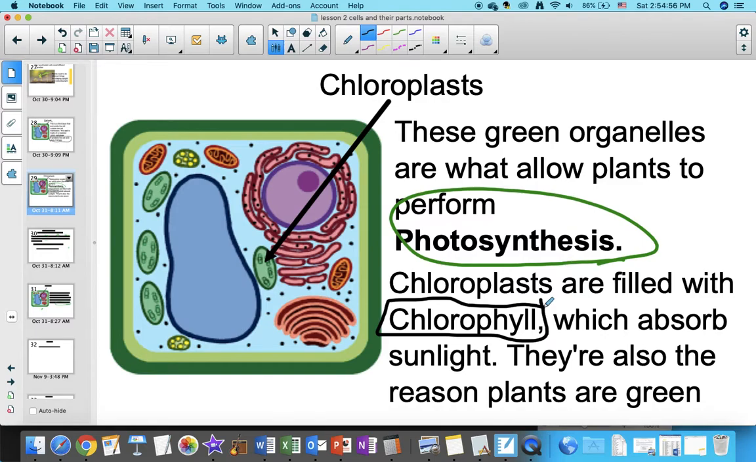If you were to look at a plant, the green parts of plants typically are the ones that perform photosynthesis. So if you think of a tree, and you look at the greenest part of a tree, you probably notice that those are the leaves. And so you can assume that leaves are where photosynthesis takes place.